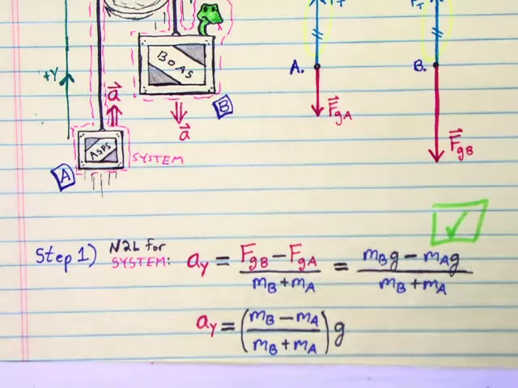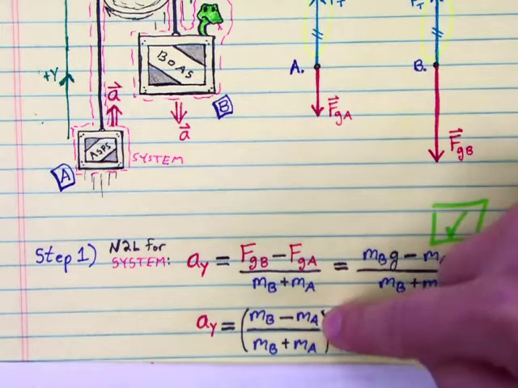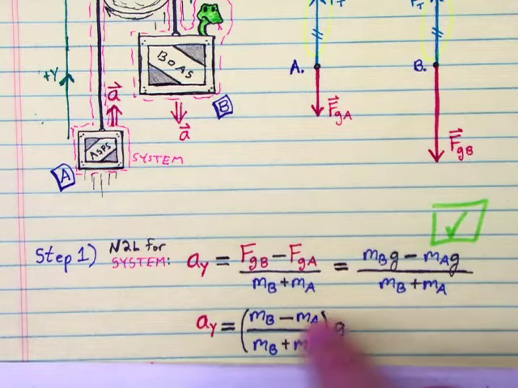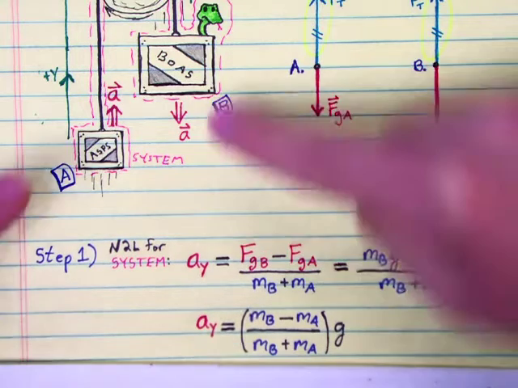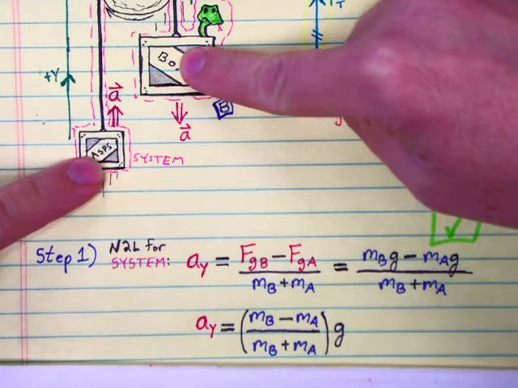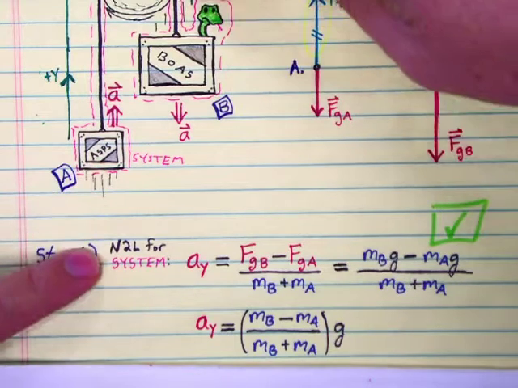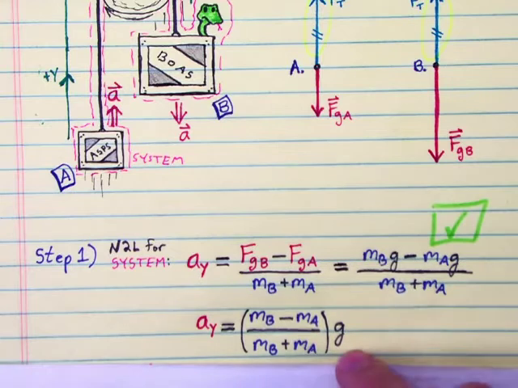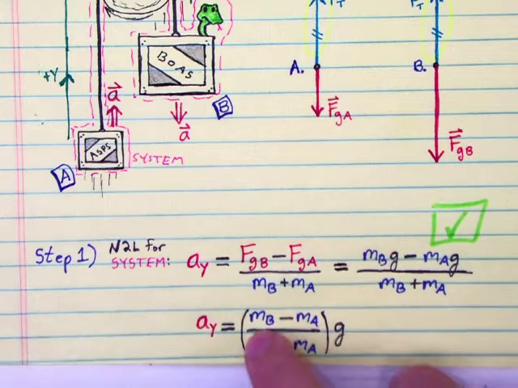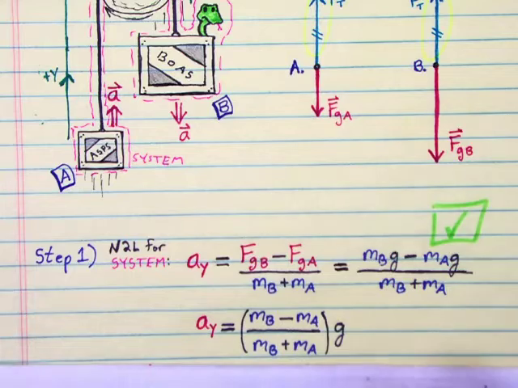And furthermore, even if mass A was bigger, then this value here would be negative, just indicating that we would still be accelerating, but in the opposite direction. In that case, we'd be accelerating like this in our negative y direction, and this would still give us the correct answer. So this result is valid for all 3 cases: mass equal, mass B greater, or mass A greater. Okay, but that's just step one.